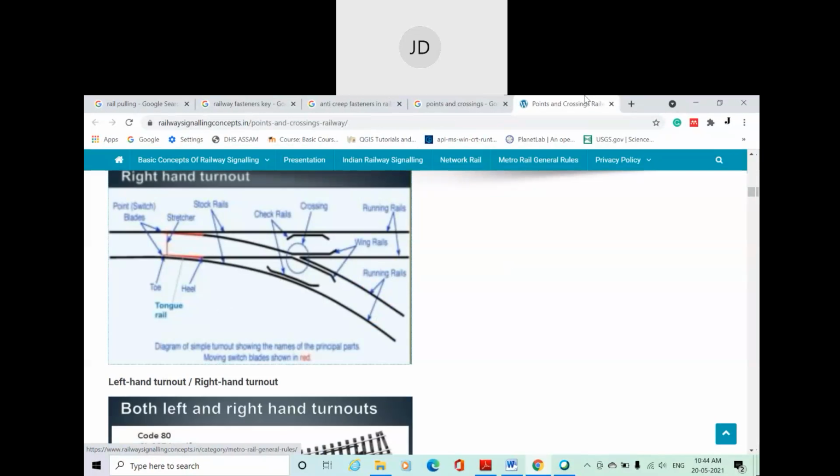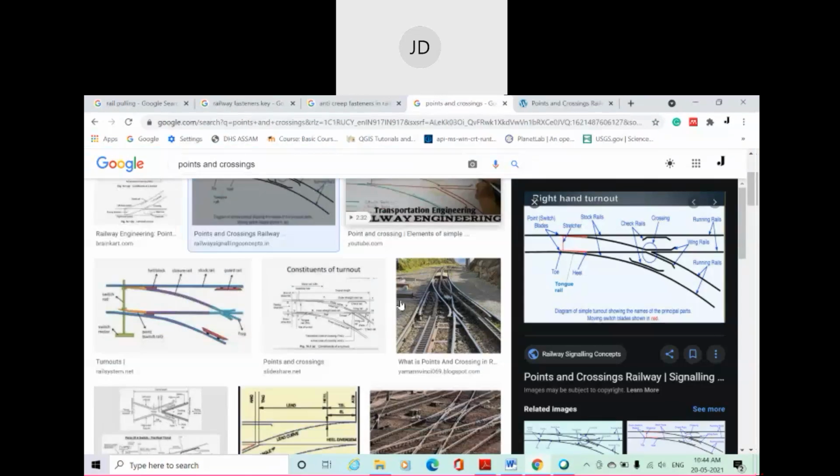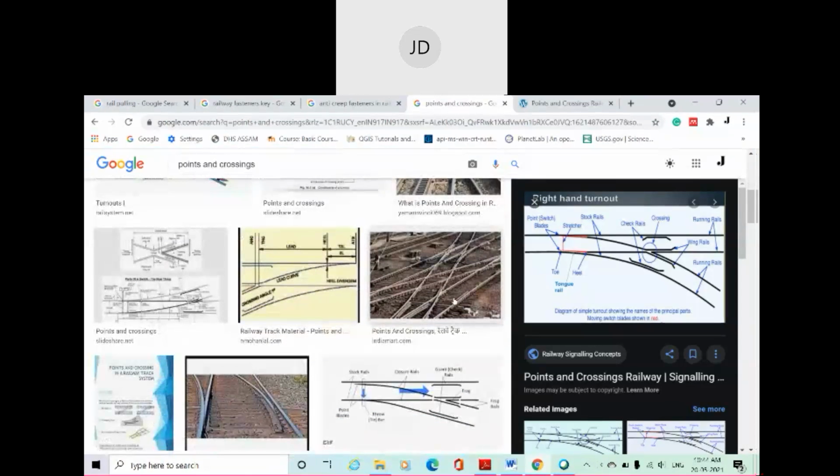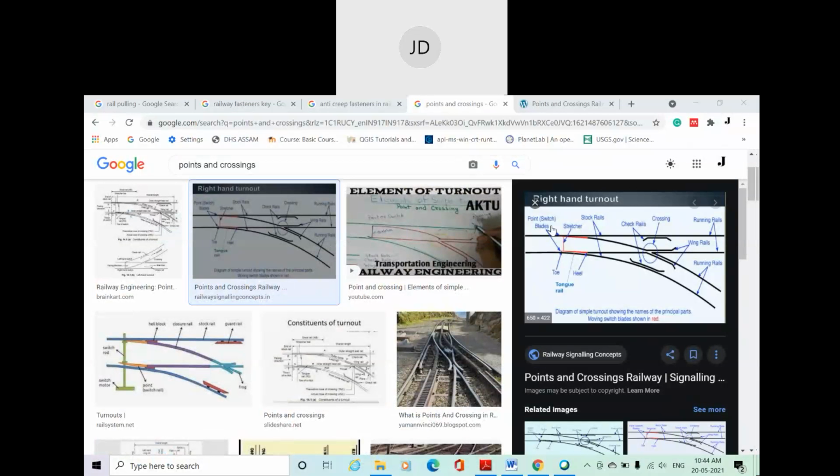Is it visible or not? Anyway, I think it is visible, right? This diagram. Okay, so this particular section of a railway track is called a point of crossing. This part is called the point, where actually you can see this part. These parts represent the point, and this part represents the crossing.